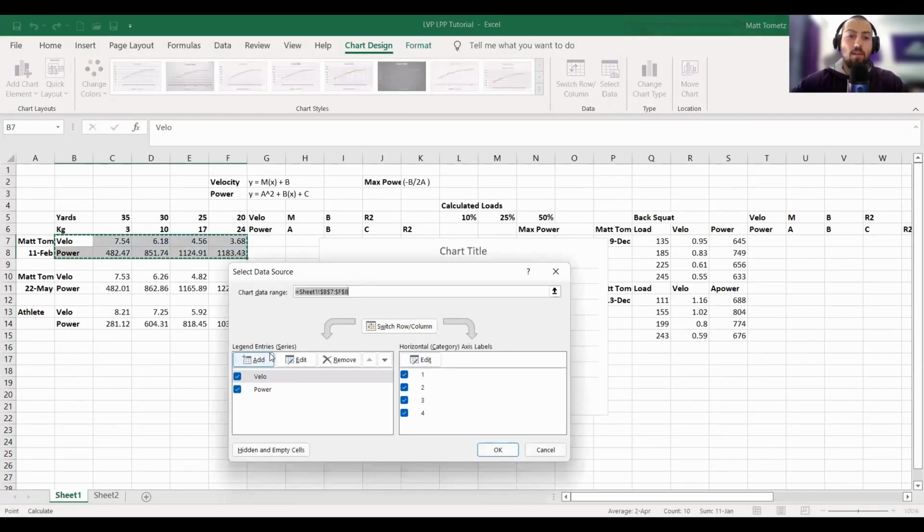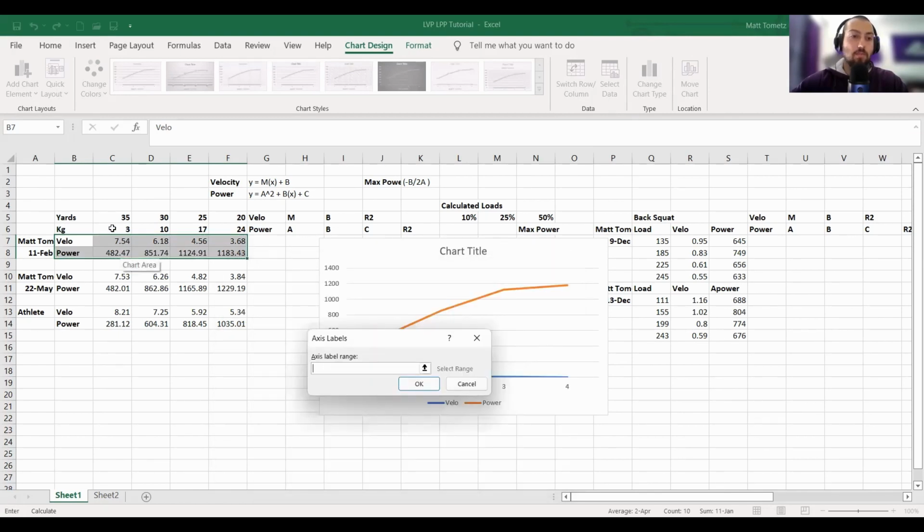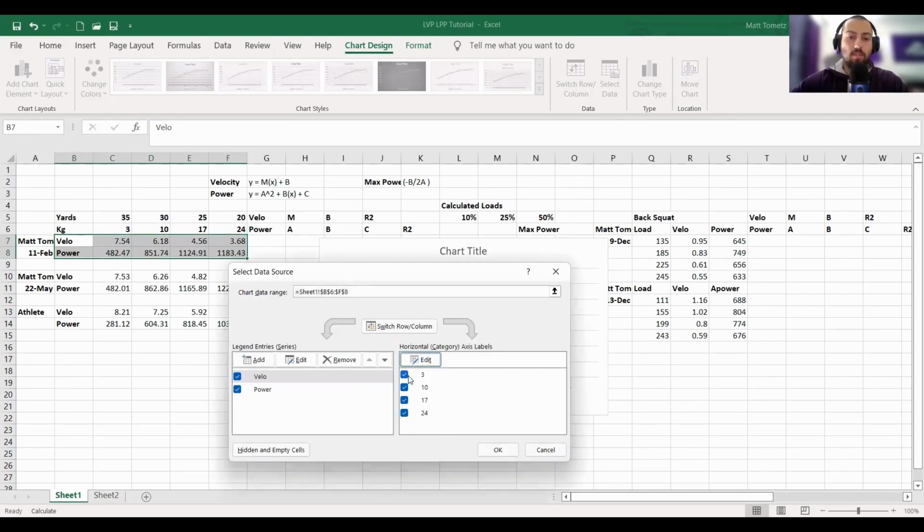Select, okay? Because this has these two as the data points, but for our horizontal, we want to make the kilograms the x-axis, because the x-axis is load. So I'm going to highlight that. So see how that pops up right there. Okay.